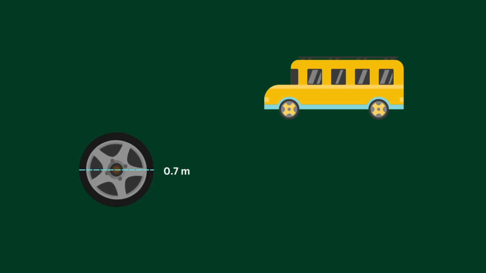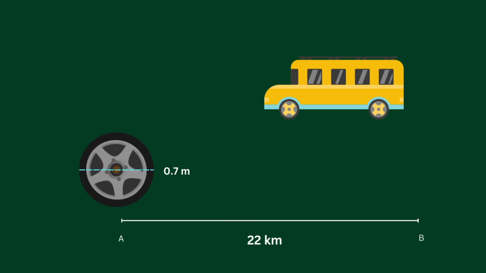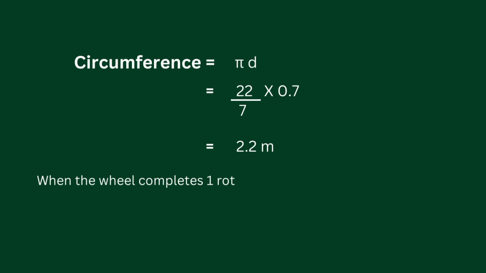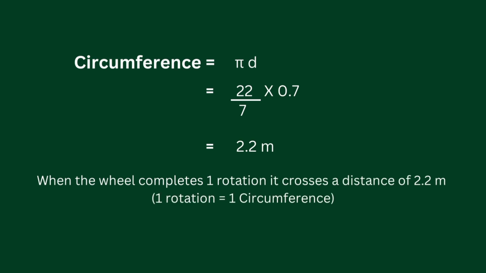Here is a bus. The diameter of the wheel of a bus is 0.7 meter. How many rotations will a wheel complete while traveling a distance of 22 km? Circumference of a circle is pi d. Put values. Answer is 2.2 meter. When the wheel completes one rotation, it crosses a distance of 2.2 meter. One rotation is equal to one circumference.